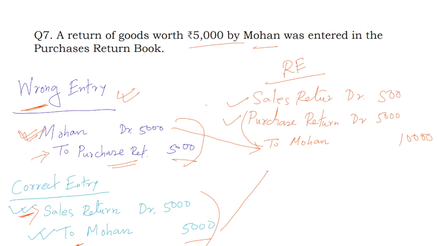Okay. So by combining the wrong entry and right entry, you will get the correct rectification entry. Okay. So this is the solution.